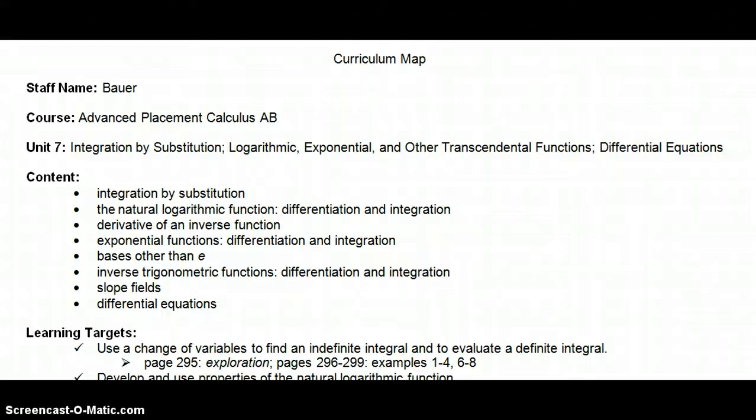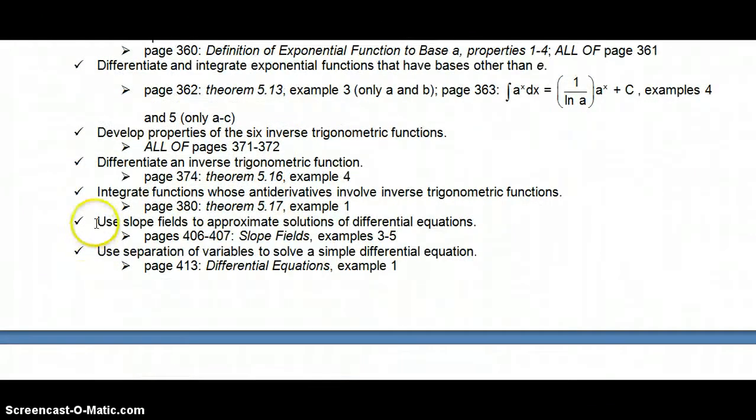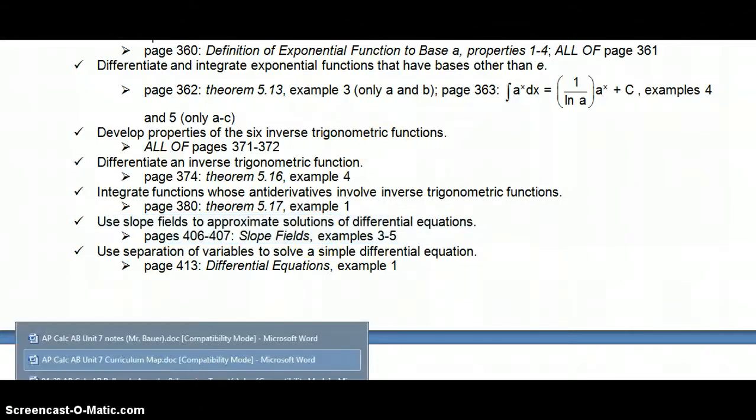Okay, this video is going to be all about slope fields. We've got one learning target to focus on, and that is how to use slope fields to approximate solutions of differential equations. So we've got the definition of a slope field and some examples to look at.